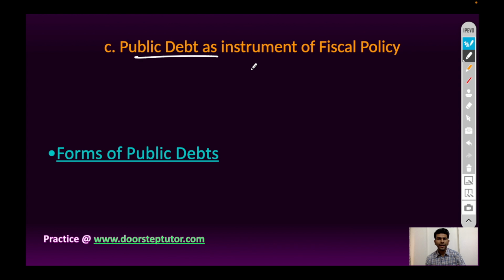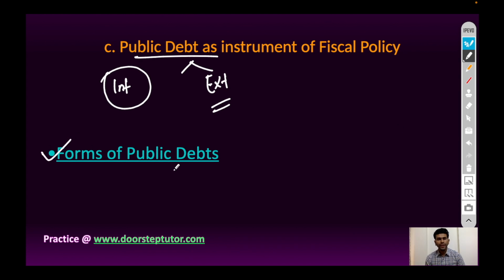Next, public debt as an instrument of fiscal policy. It can be divided into internal debt and external debt. When the government borrows money from the general public within the country, it is called internal debt. And when the government borrows from outside sources, it is called external debt.